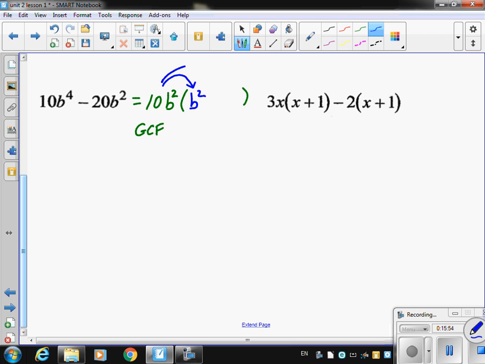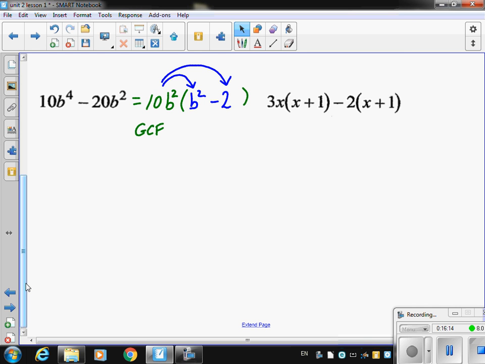Second term, what do I multiply 10b squared by to get negative 20b squared? I need a negative. I'm going to think about my 10 first of all. I need to multiply it by 2 to get 20. I already have b squared, so I don't want any more b's. I'm done.